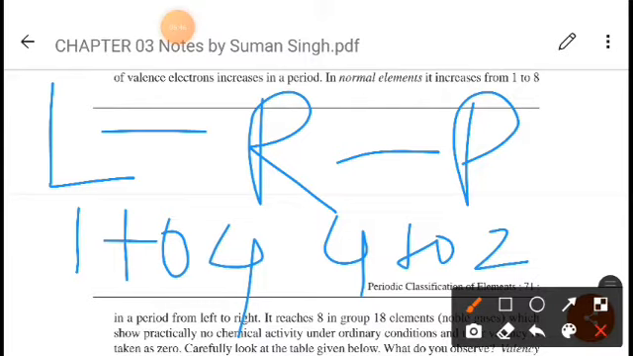First of all, on moving from left to right across the period, the valency with respect to hydrogen and chlorine increases from 1 to 4 and then decreases from 4 to 0. As I have already told you how it used to come.